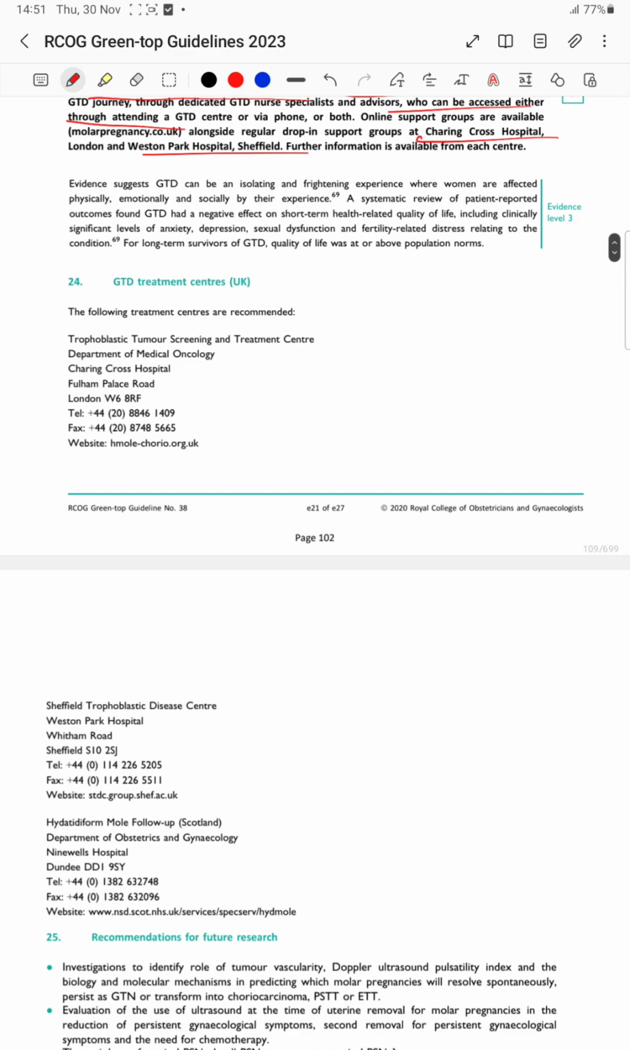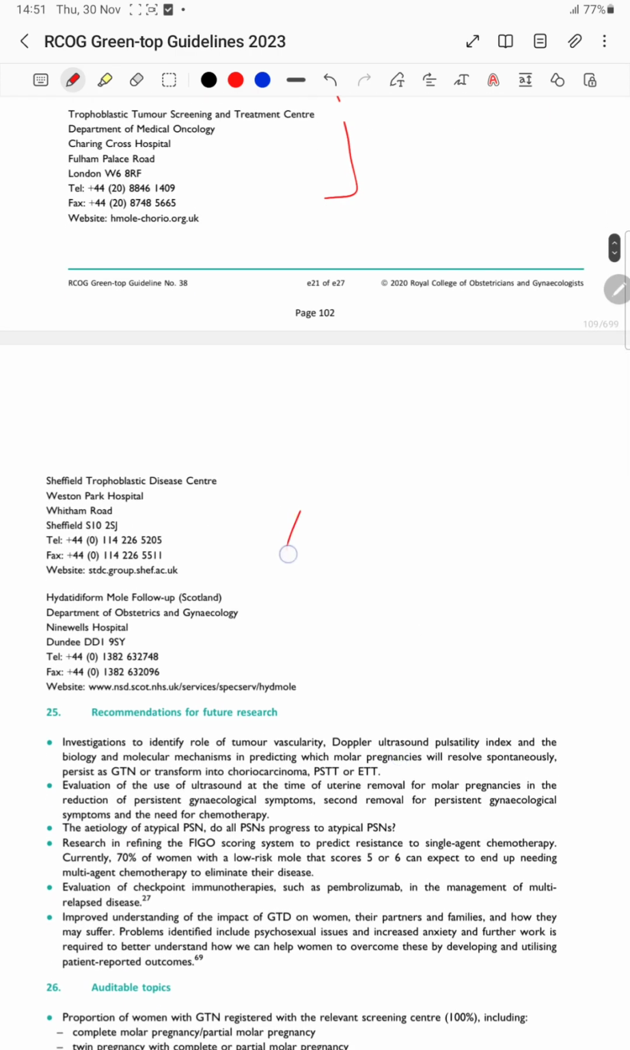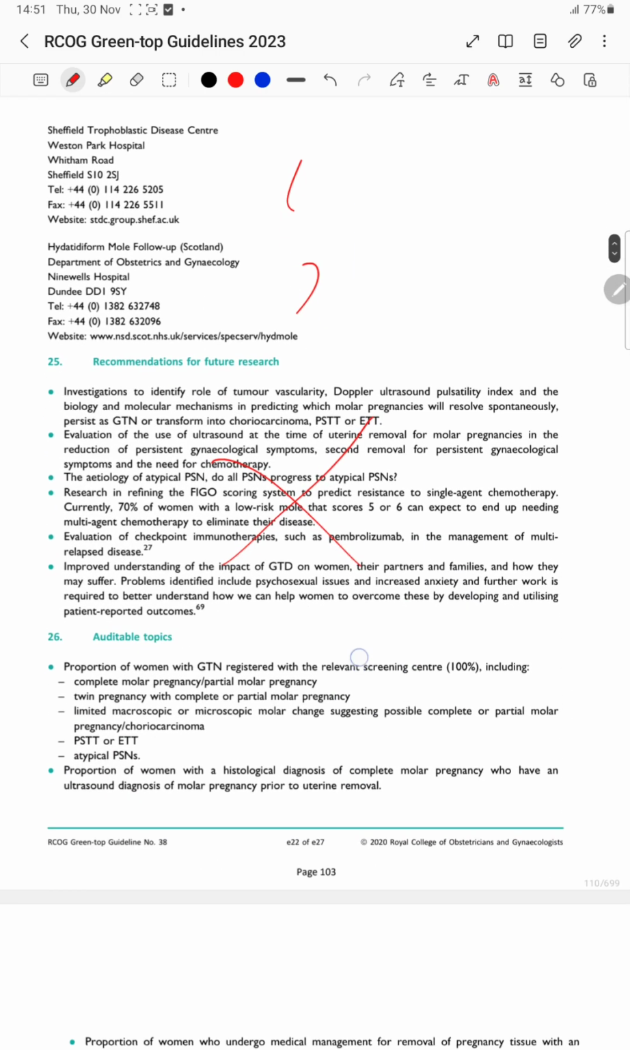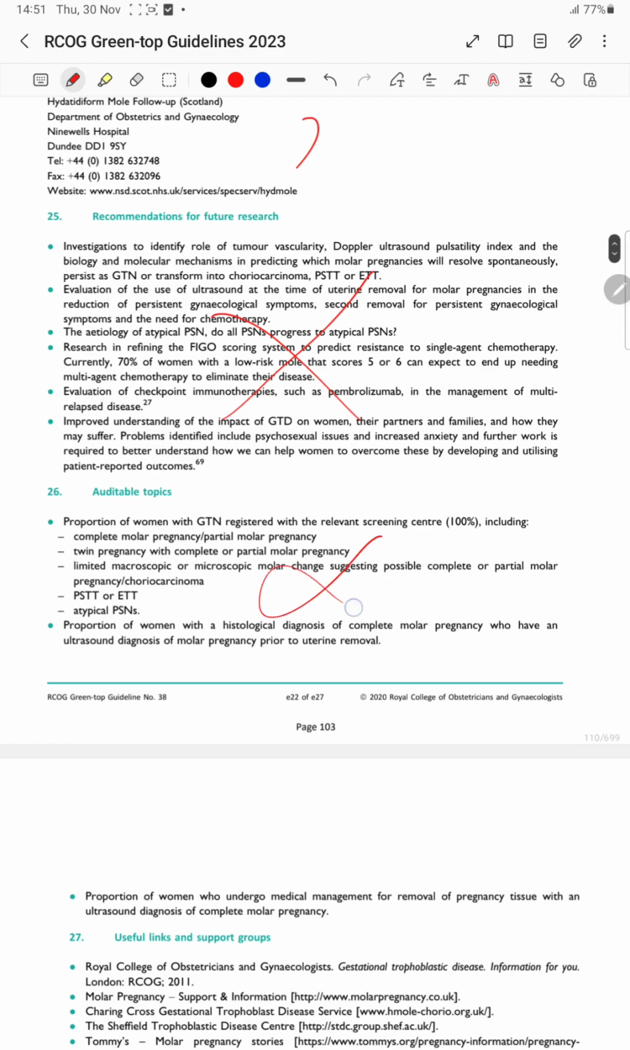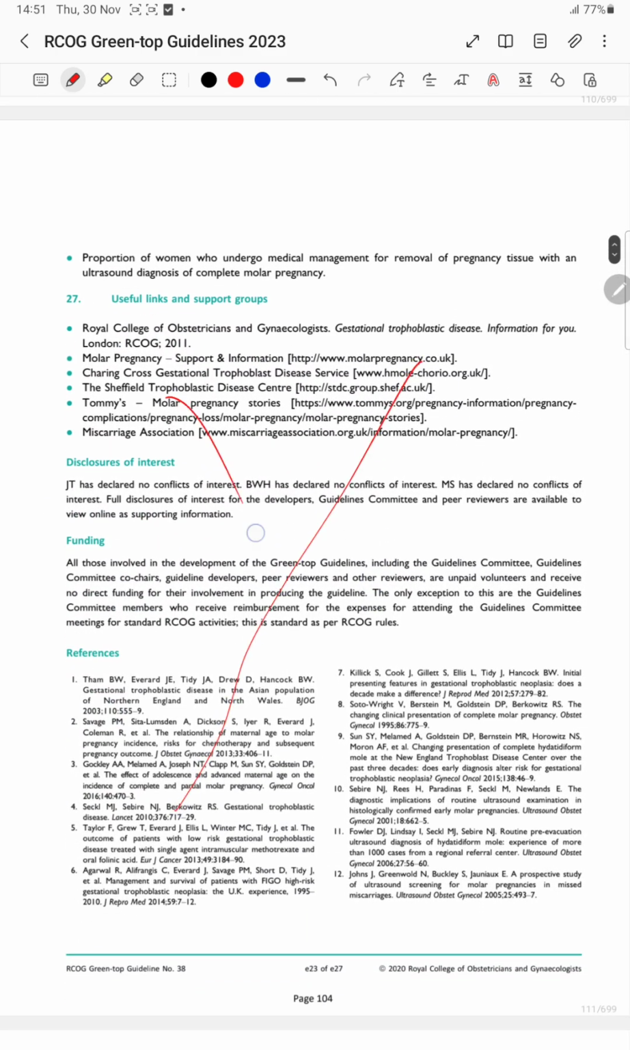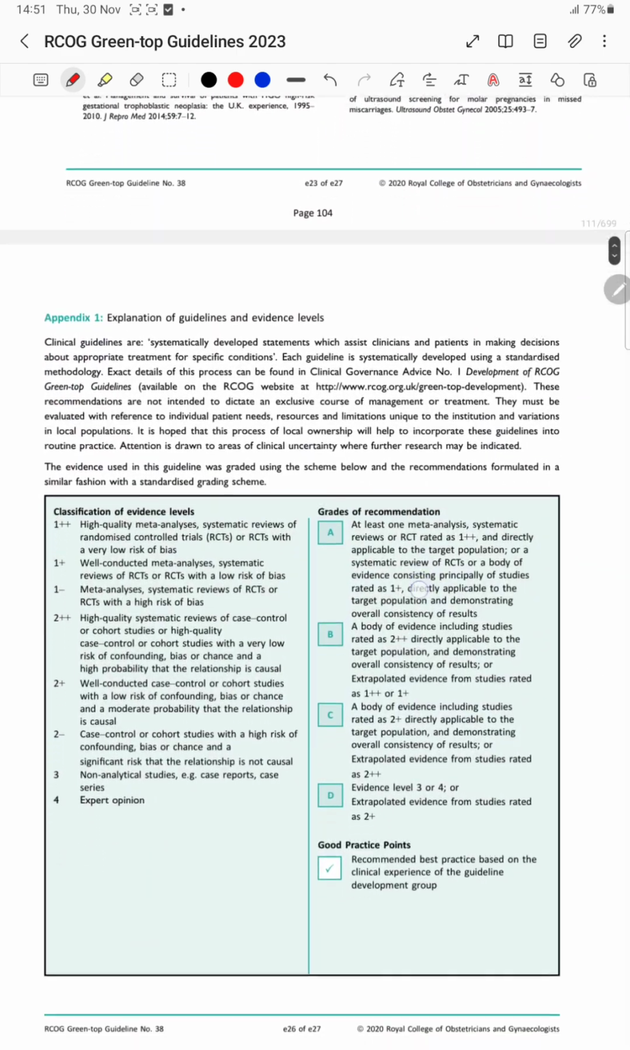So, these are the GTD centers in the UK, and the address is given. There is a recommendation for future research, and other audit topics are also here, and we don't need to do that at this time. So here we conclude these guidelines.